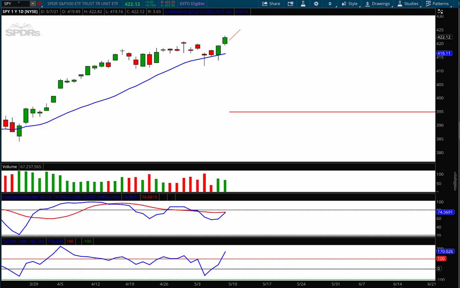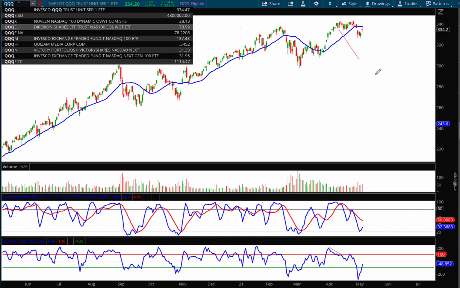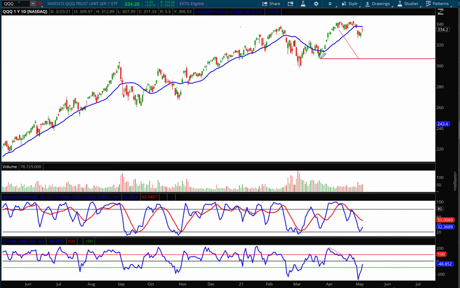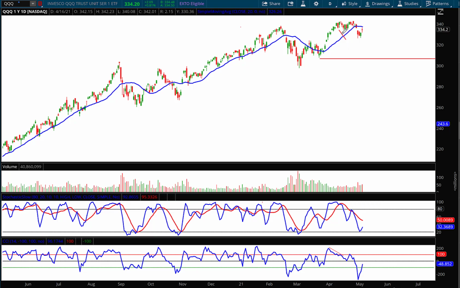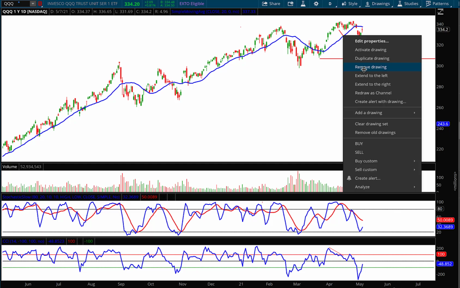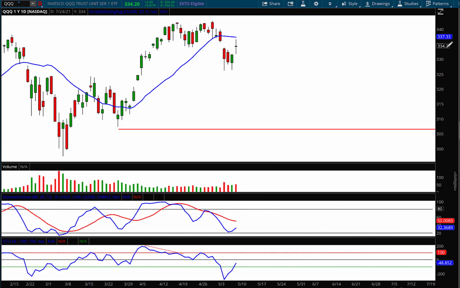Now let's take a look at the Qs, ticker symbol QQQ, representing the tech sector, right? I'm going to keep this long-term price target as well right here. That's that support level right there. See that? So that's going to stay in place, and we're going to erase this line here to clean it up just a little bit. Zoom in for you, and let's see what's happening with the Qs. A little bit different than the other markets, actually.